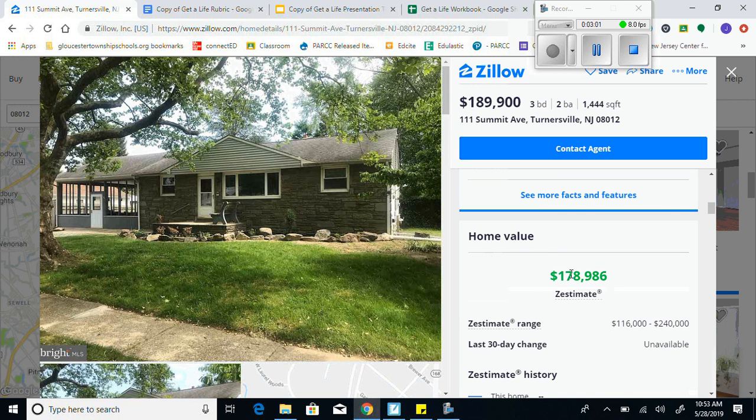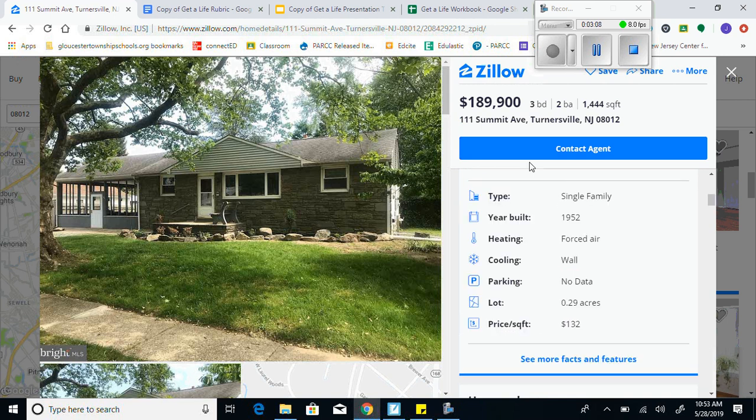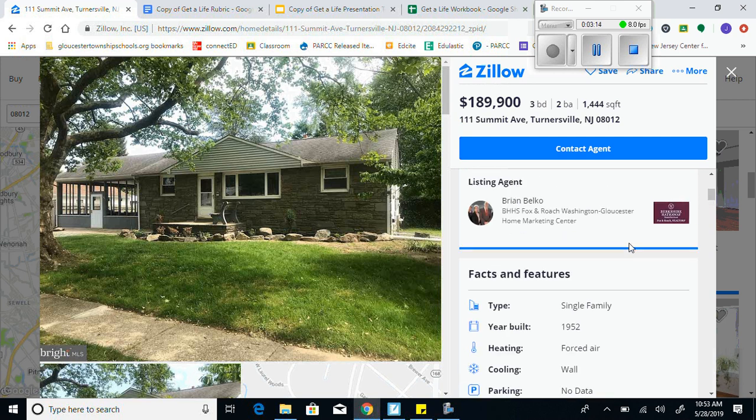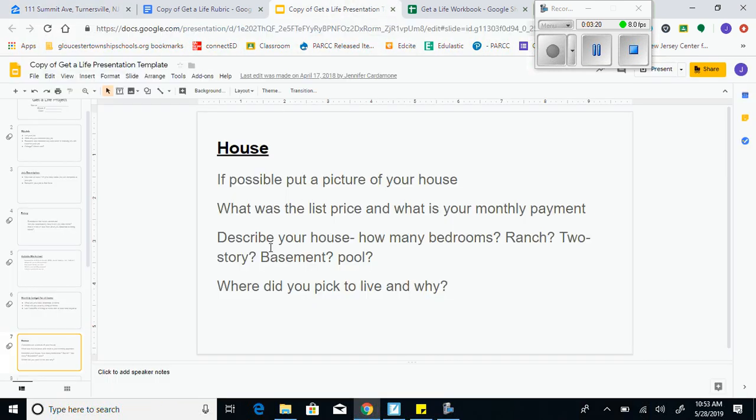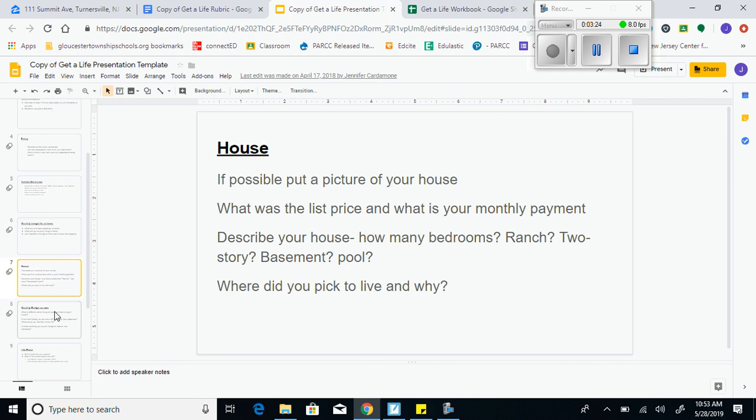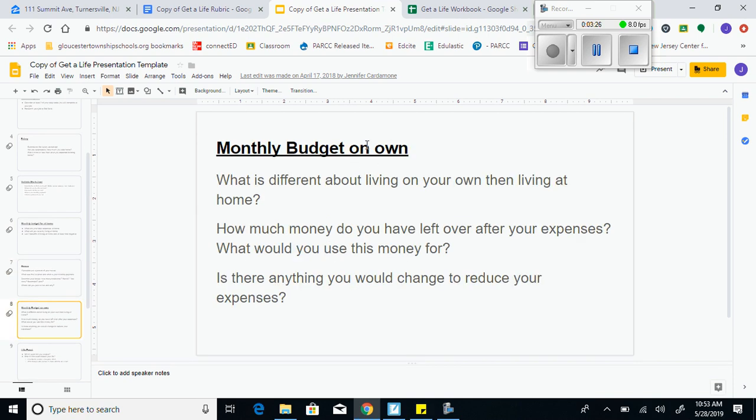Right here I see that my house is estimated at $178,986 as the home value, and I'm going to pay $189,900. Not the best financial buy, but I'm going to continue to move forward since this is the house that I decided to choose. So after I've filled this in, I will then move on to the next, which is my monthly budget on my own.